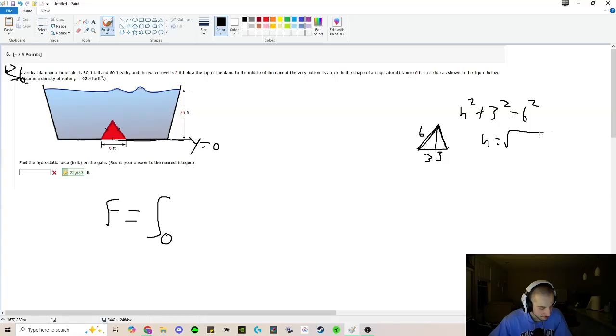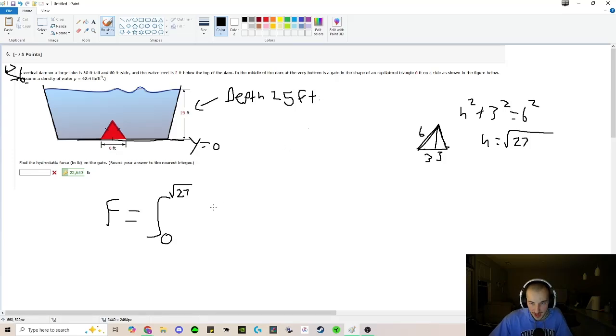So what is 36 minus 9? I don't know. What is 36 minus 27? No, 36 minus 9 is 27. That's right. Okay, so root 27 is our height. So our depth here means that we're going to be going from 0 to root 27. And then the depth here is going to be 25 feet. So here our depth, 25 feet.